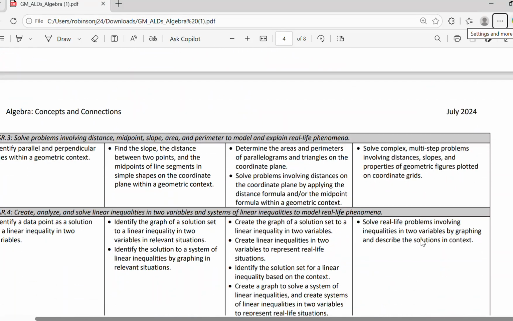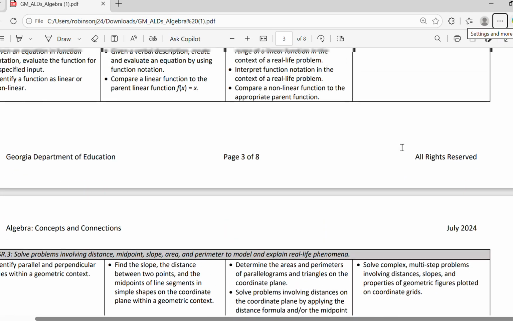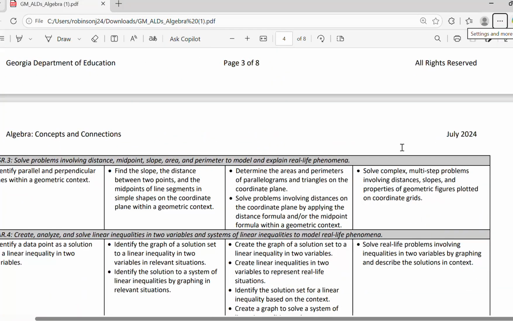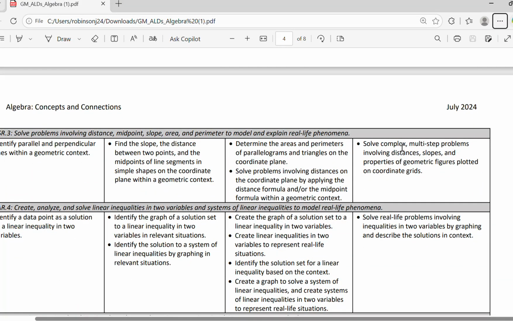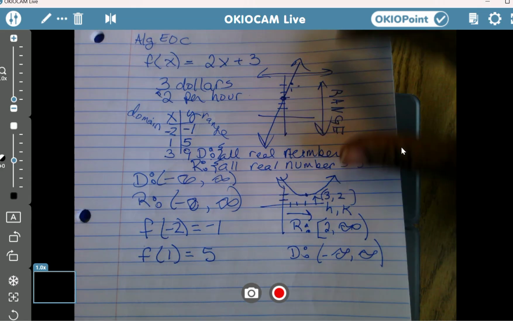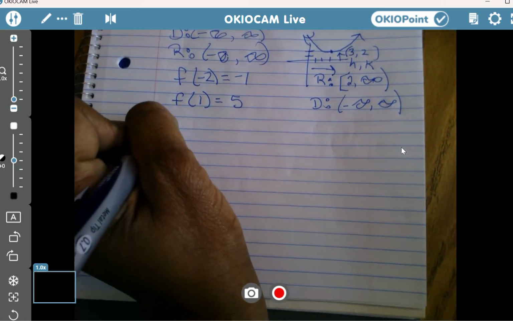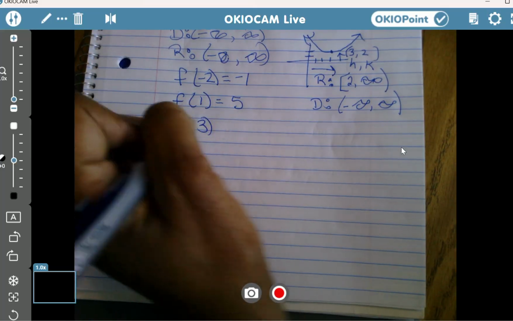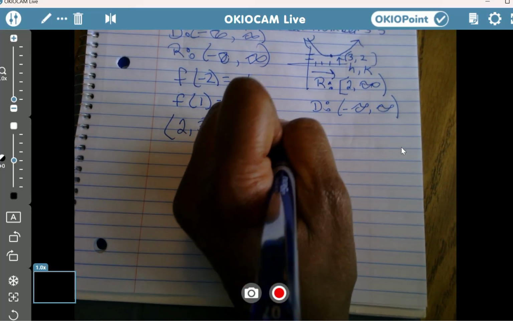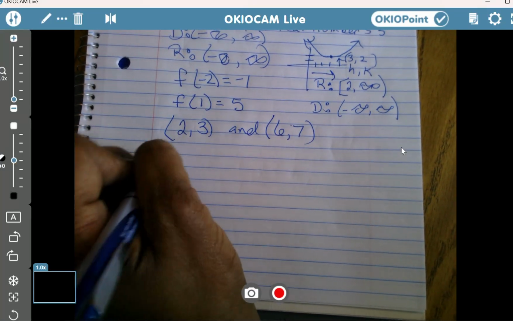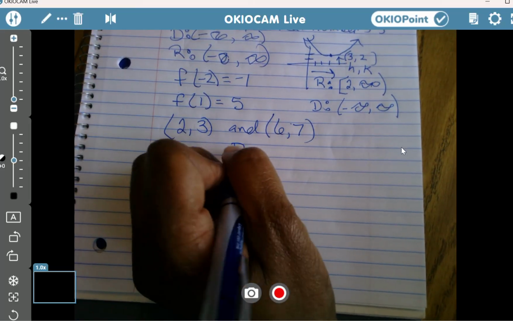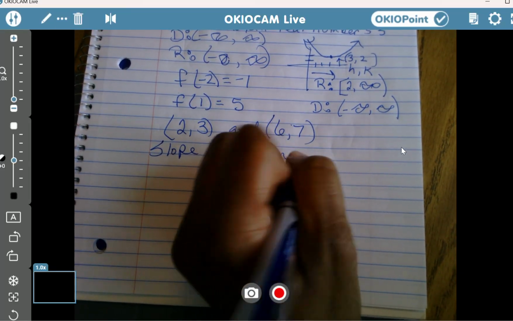Alright, the next set is solving multi-step problems involving distance, midpoint, and slope, along with geometric properties plotted on the coordinate plane. For that problem, I want us to look at the ordered pairs 2, 3, and 6, 7. We're going to study slope, distance, and midpoint.